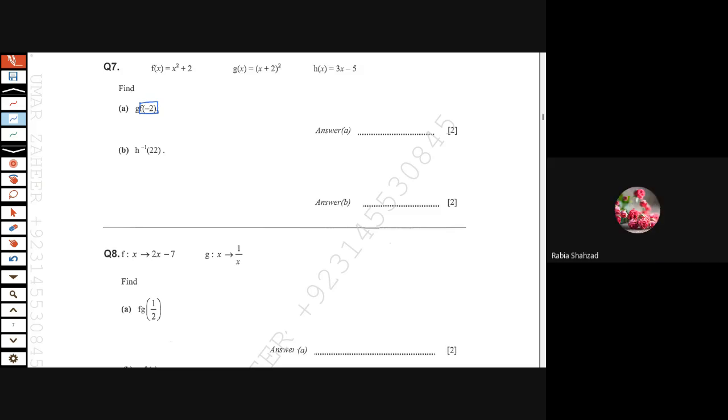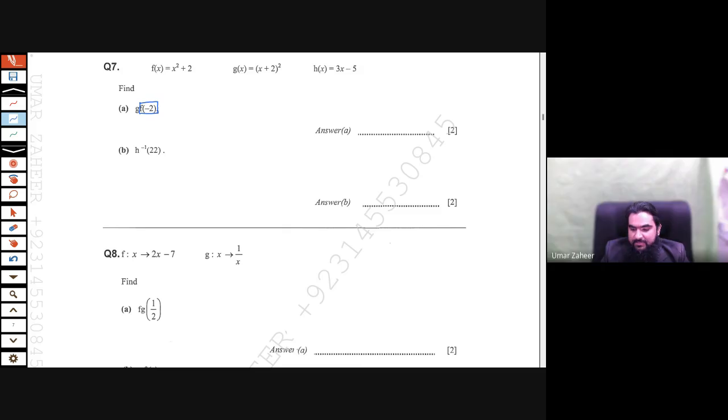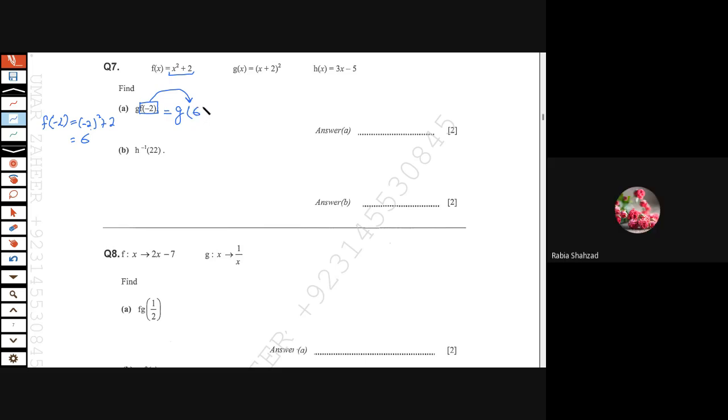Now we have to find it. We don't have it, so we need to find it. f of x is x squared plus 2, so we substitute minus 2 in place of x. Minus 2 squared is 4, and 4 plus 2 is 6. Now g stays as it is, and we substitute the value of f of minus 2, which is 6.